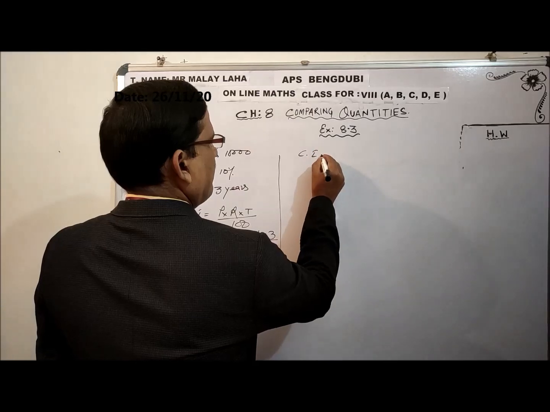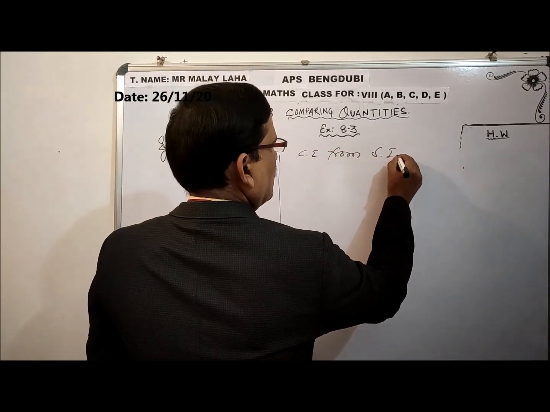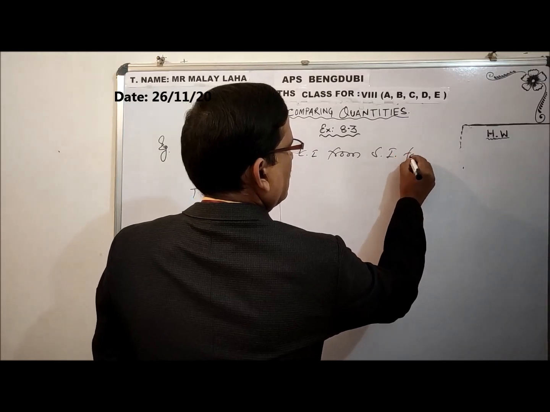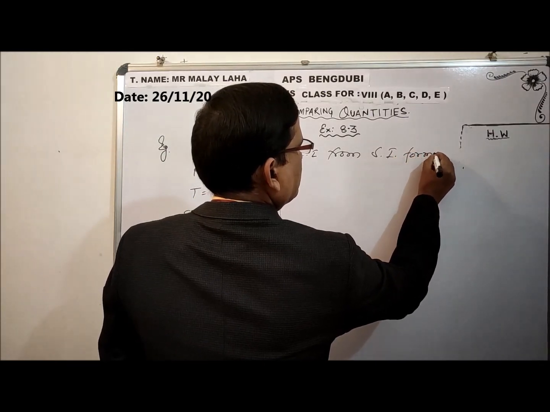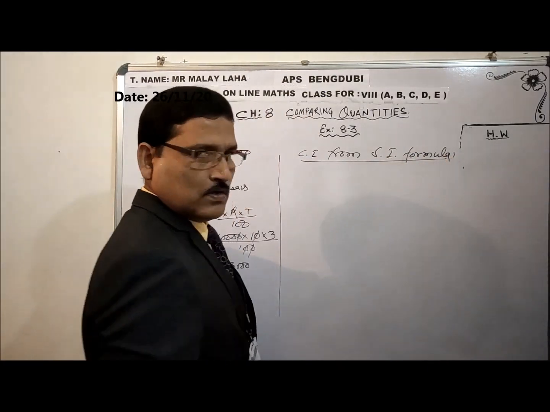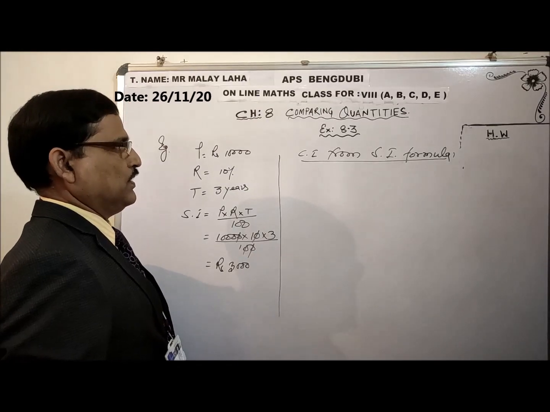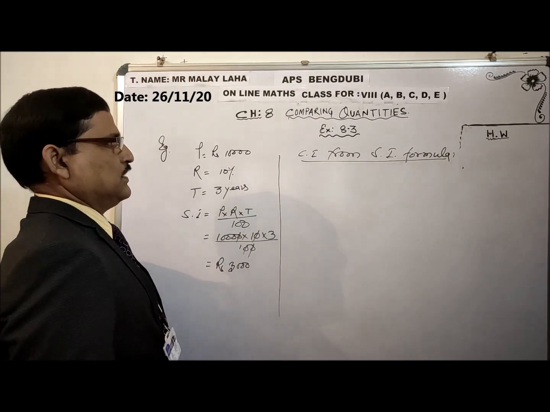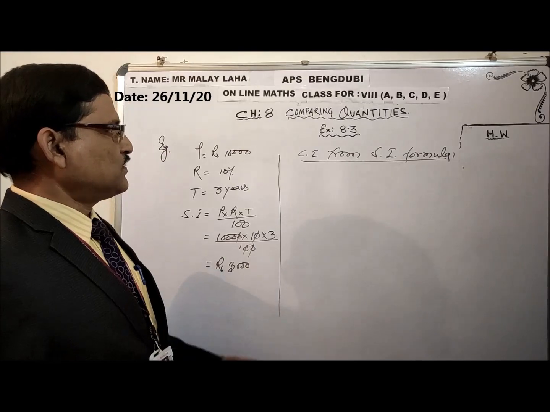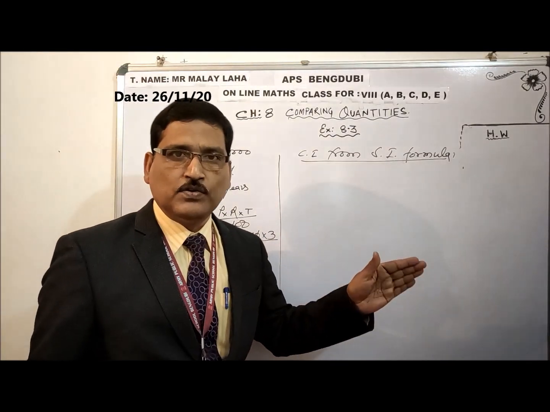interest, CI, from the simple interest formula. I will apply the simple interest formula, not the compound interest formula. I will come to the compound interest formula later, just after a few minutes. Now, in case of simple interest, we find it at a time. In case of compound interest, what will we do?